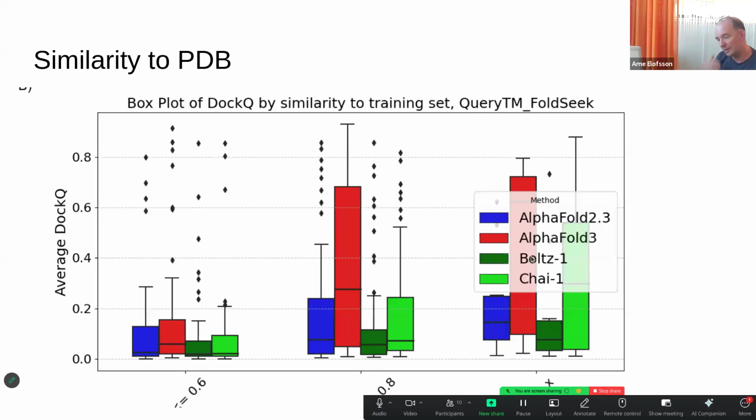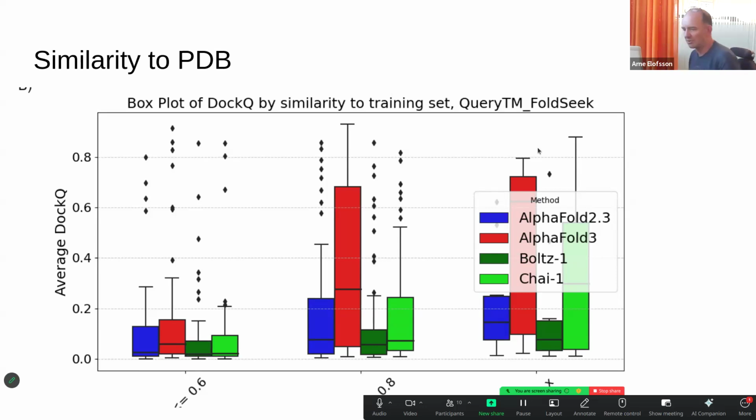We can also look at, in the case we make good models, how similar they are to the training set. The data set we use for training is all of PDB before 2021, or September 2021 even. If the similarity of the interface is less than 0.6, you see, with the red one being AlphaFold 3 here, that there are a few models that are good, but most are bad. If the similarity is between 0.6 and 0.8, maybe half the models are good. And if more than 0.8, maybe 75% of the models are good.